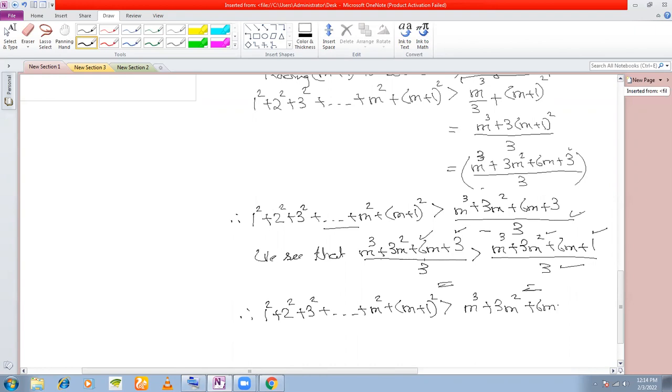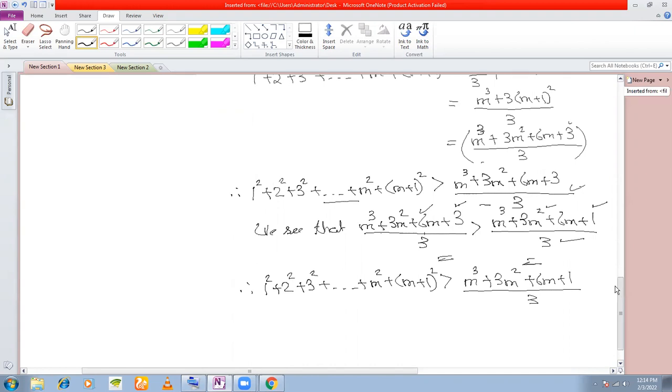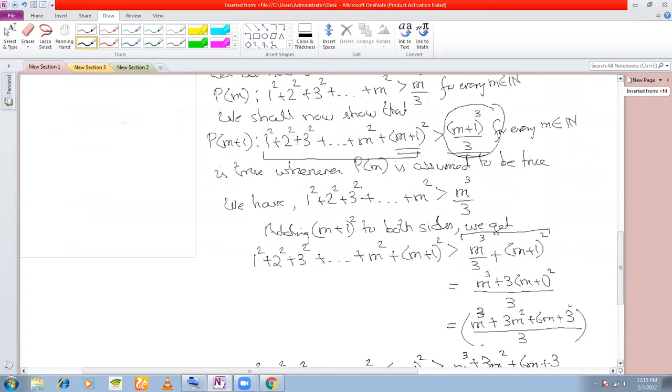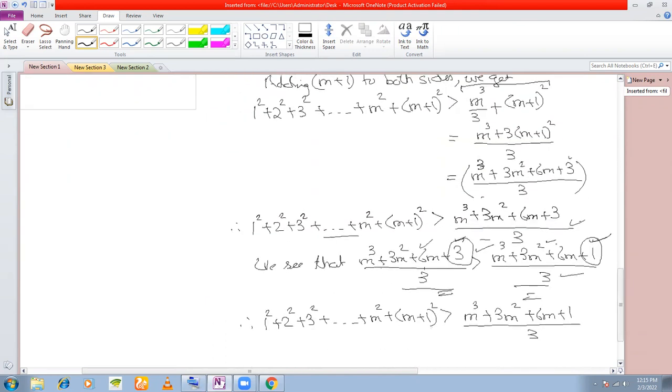Now the obvious question is, why should I make this quantity greater than this quantity? Why was there a 3 and why did I write this as 1 and why did I give a greater than sign here? Why only 1? I could have given a 2 also, isn't it? Why have I given a 1 here? Because if you see, Pm plus 1 contains m plus 1 whole cube here, isn't it? And if you expand m plus 1 whole cube, you will get m cube plus 3m square plus 6m plus 1. Understood?